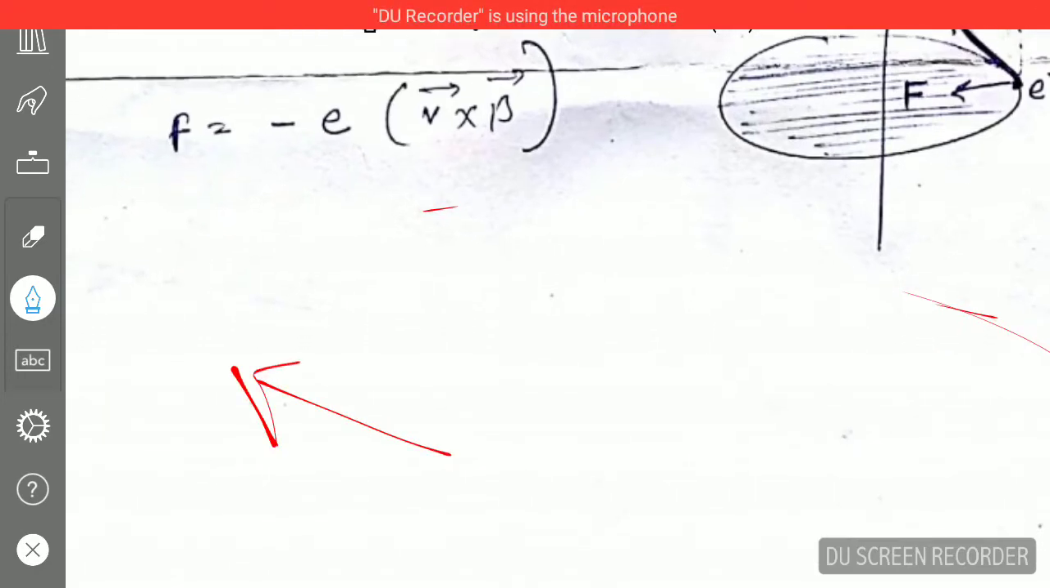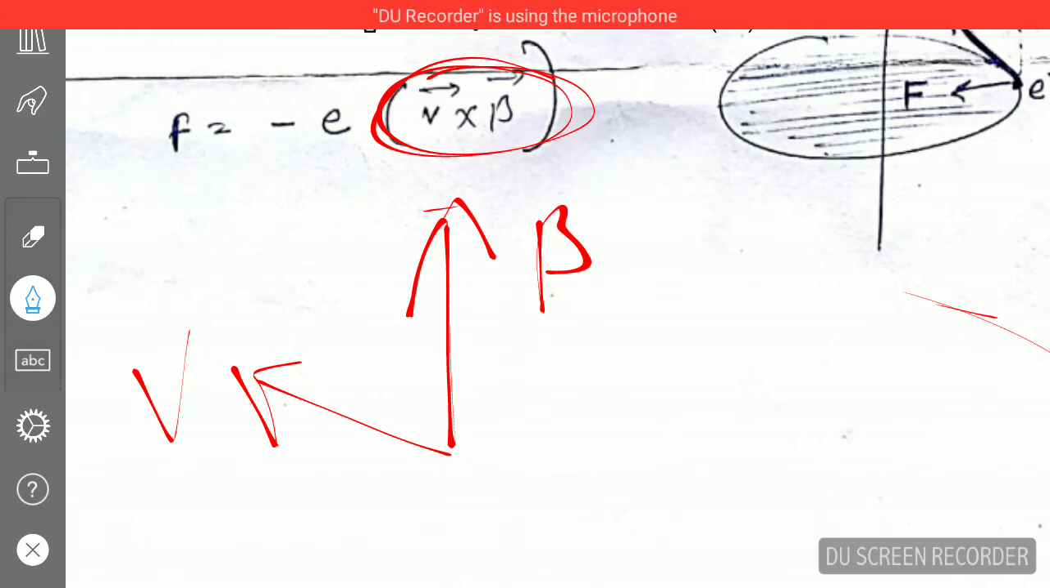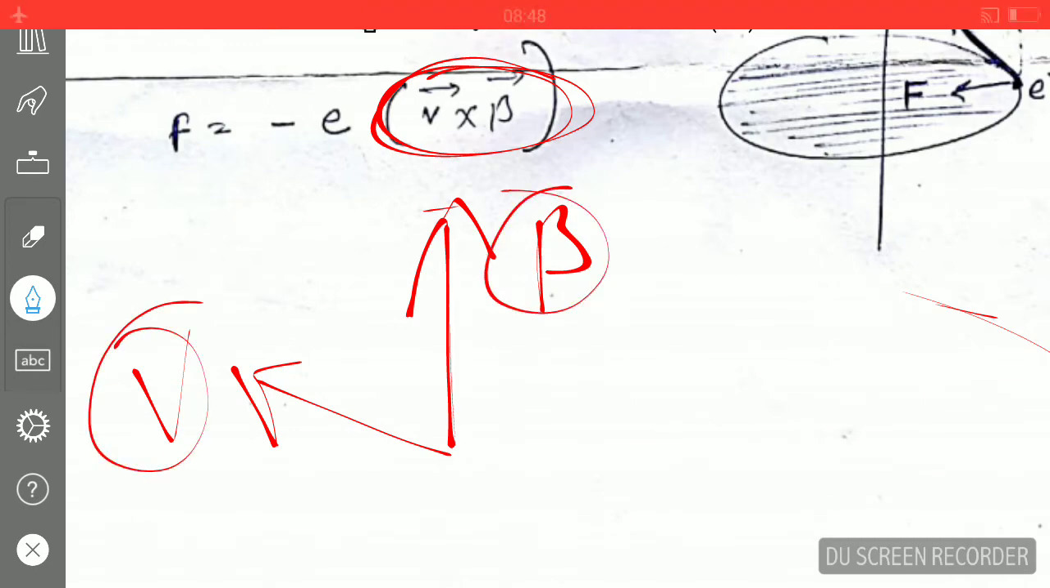If this is V and this is B, then the direction of this quantity will be perpendicular to both V and B.